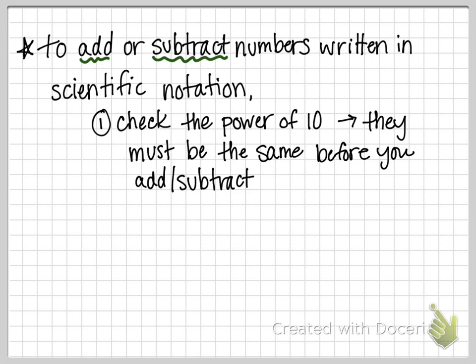It's basically like having like terms, right? So if you have 2x plus 3x to the 7th, you can't add those because they're not like terms. Their exponents are not the same. It's the same with scientific notation. We've got to have the exponents be the same before we can add or subtract.